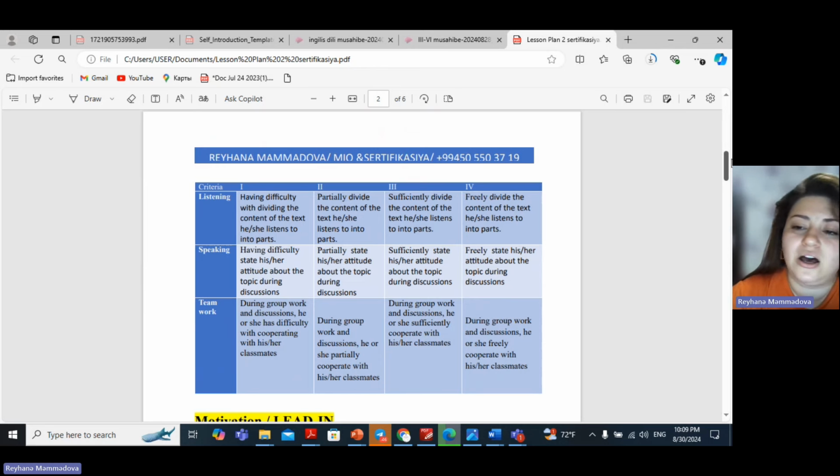My last criteria is teamwork. The first level: during group work and discussions, he or she has difficulty cooperating with his or her classmates. The second level: he or she partially cooperates with his or her classmates. The third level: he or she sufficiently cooperates. And finally, the fourth level: he or she freely cooperates with his or her classmates.